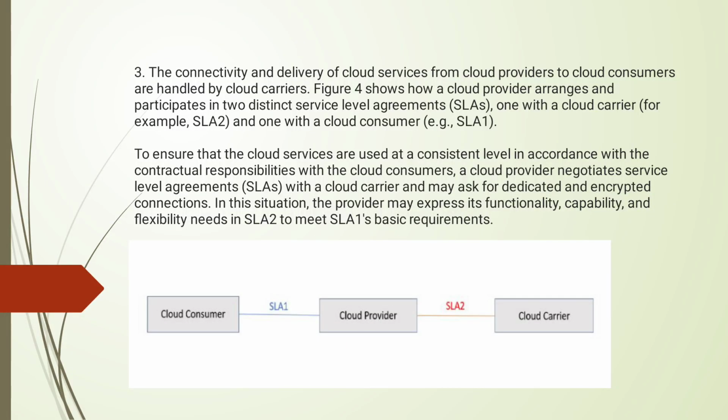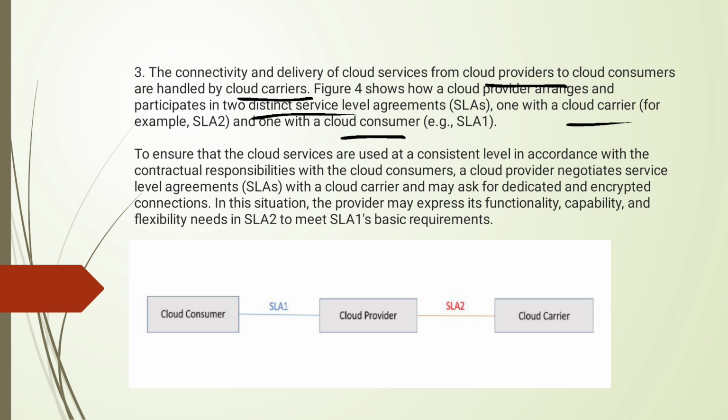The third point is that the connectivity and delivery of the cloud services from cloud providers to cloud consumers are handled by cloud carriers. The figure shows how a cloud provider arranges and participates in two distinct service level agreements. The two distinct service level agreements are one with the cloud carrier and one with the cloud consumer.